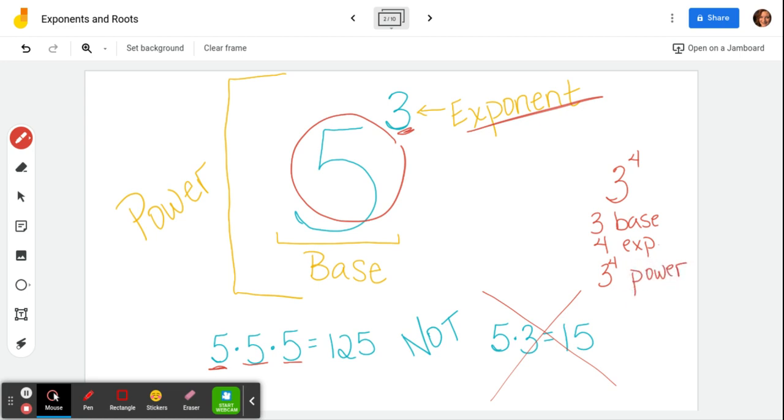Now, to evaluate means solve it, do the math, get your answer. I would do 3 times 3 times 3 times 3. 3 times 3 is 9. 9 times 3 is 27. 27 times 3 is 81.